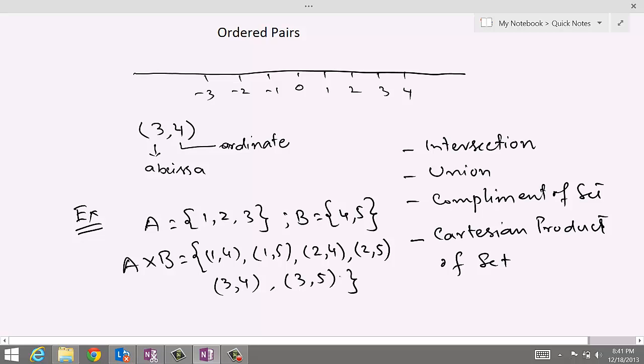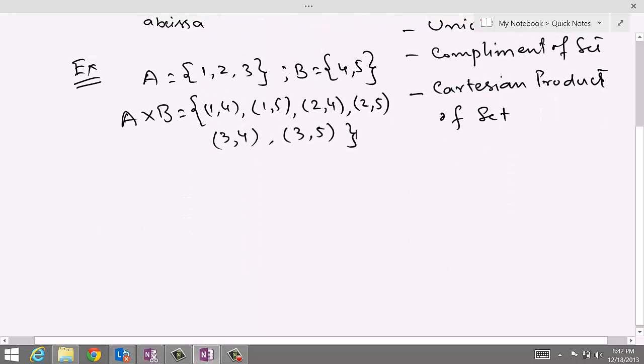And now, how many elements are in this? 1, 2, 3, 4, 5, 6. How many elements were in A? There were 3 elements. And how many elements were in B? 2. 3 multiplied by 2 is equal to 6. So A cross B will contain 6 pairs.